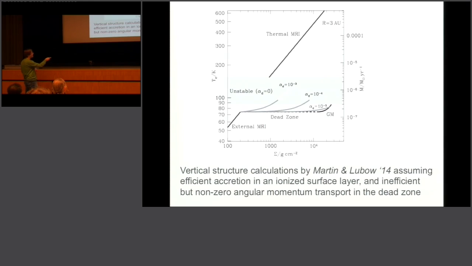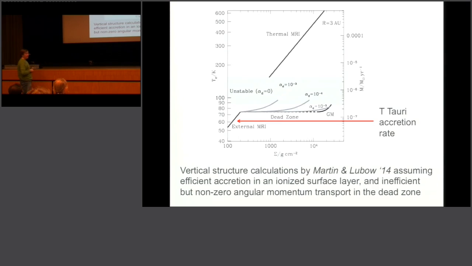And here you have alphas of 10^-5, 10^-4, 10^-3. At the top here, you have this branch where the alkali metals are ionized, and you have near-ideal conditions for the MRI. And what they find here is that there is indeed an unstable strip in this diagram, and a region where if the disk was being fed at this accretion rate, you would have to be either in the low state or in the high state, and you'd have this kind of limit cycle behavior.